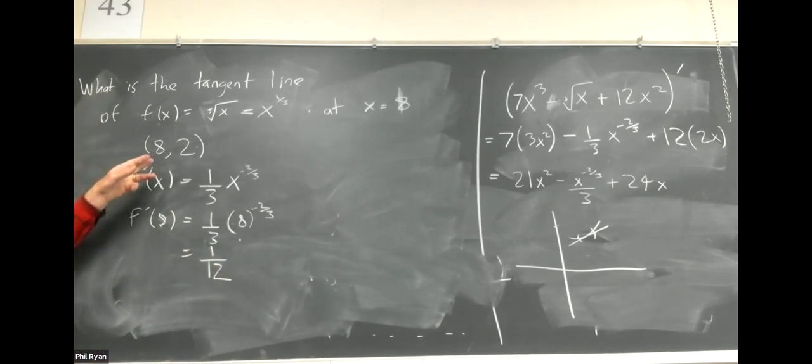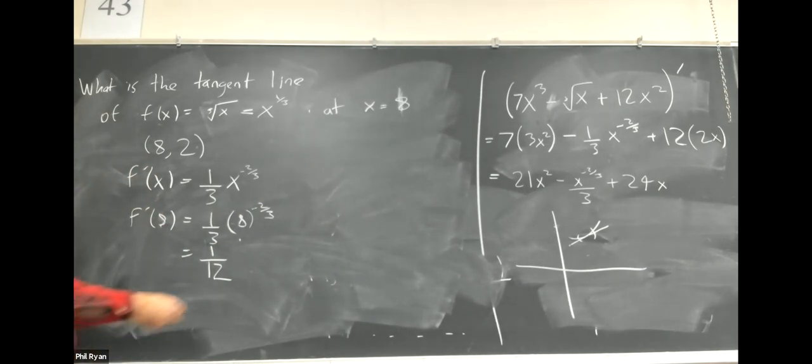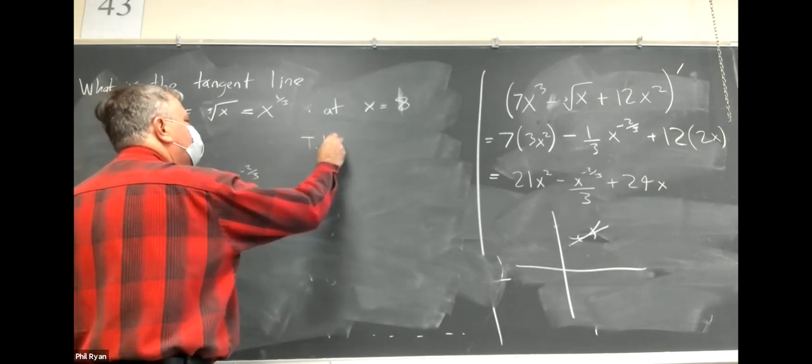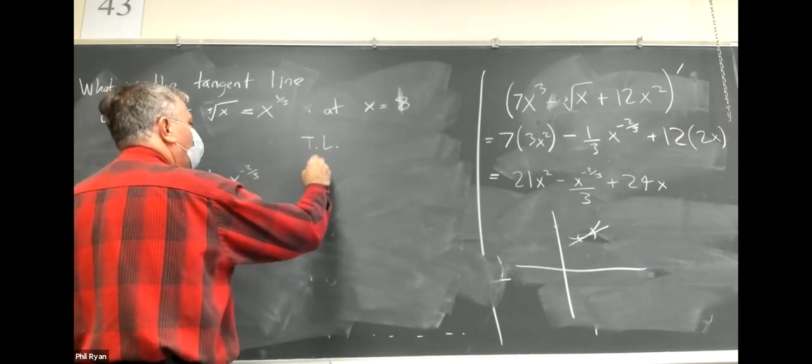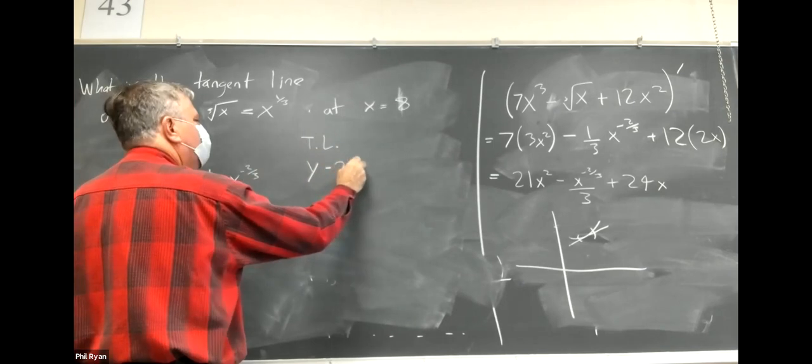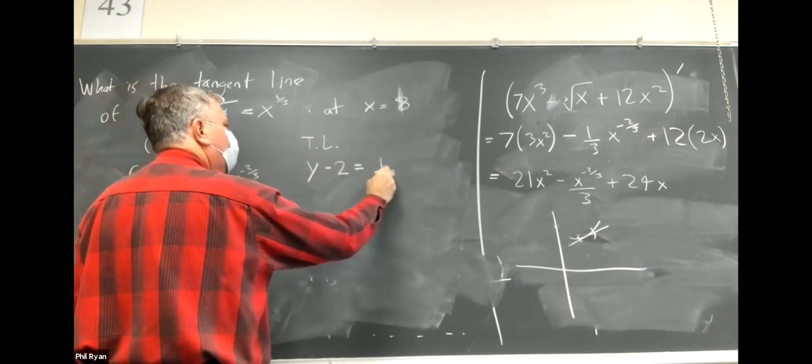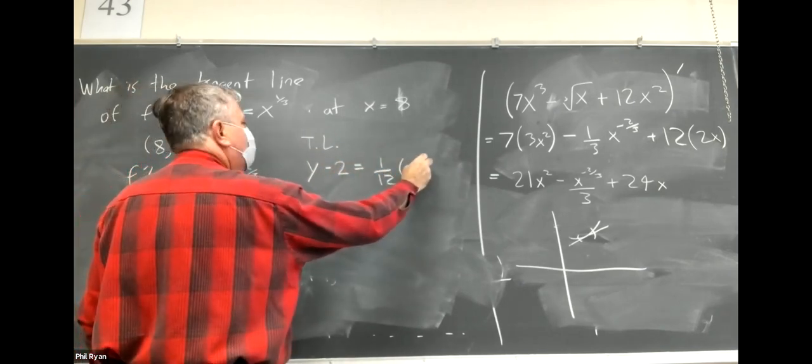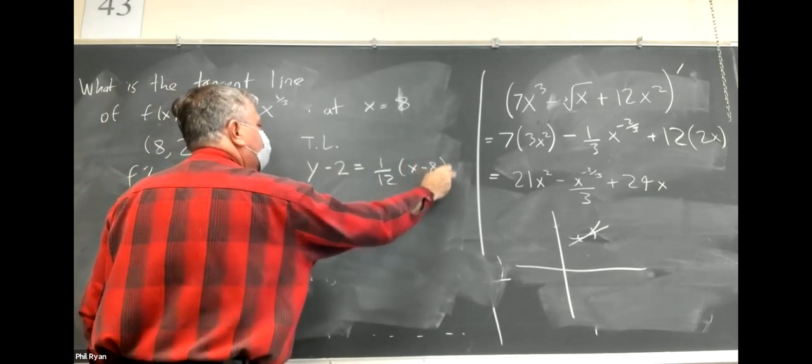Okay, I've got a point and a slope. So therefore, I can write the tangent line. The tangent line is y minus 2 equals 1/12 times (x minus 8).